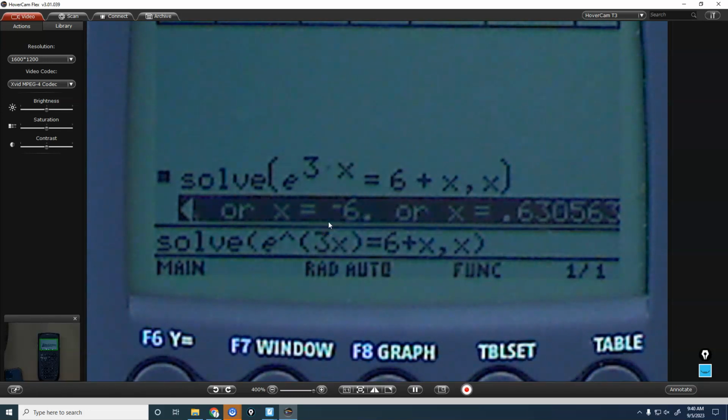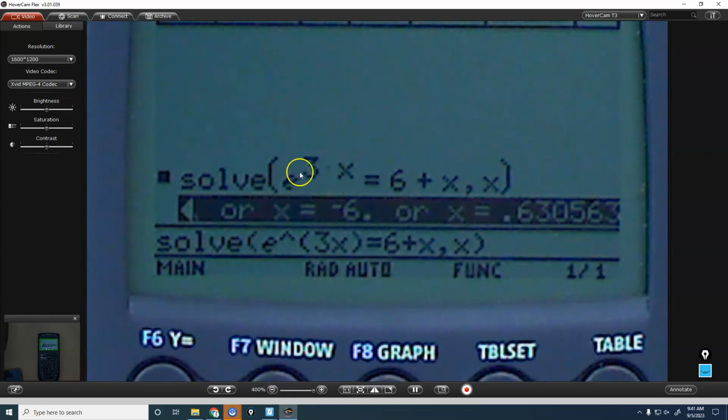Alright, so it warns you that it might not do this right. So, if I plug in -6 over here for the 6 plus x, what will I get? 6 plus -6 is going to give you 0, right? What am I going to get if I plug in -6 on this side?